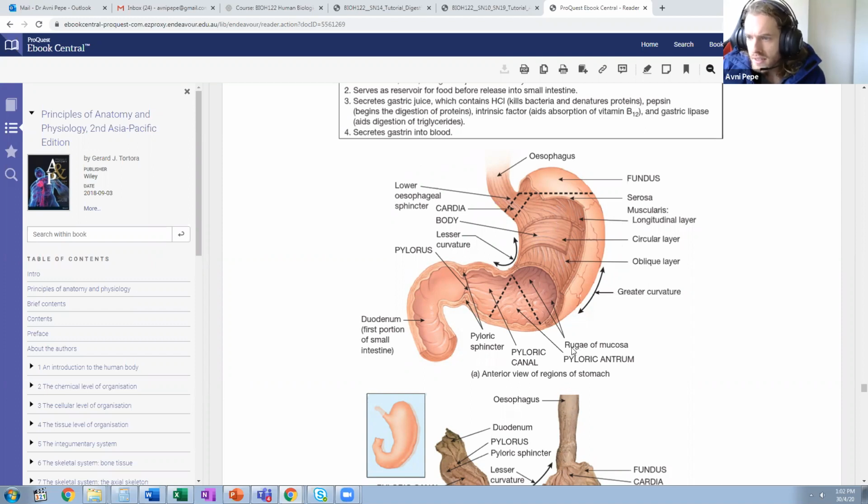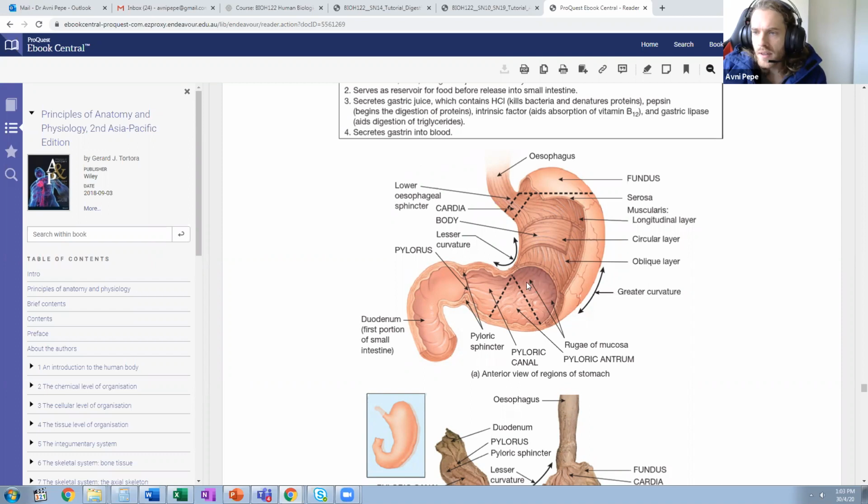You can see these rugae, these little folds on the inside of the stomach. They help to increase the surface area and aid with digestion. They also allow the stomach to expand and get a little bit larger, so it can hold between 2 and 4 litres of food, or chyme as you call it, once it's become a little bit soupy and has had time to mix with all the secretions of the stomach.